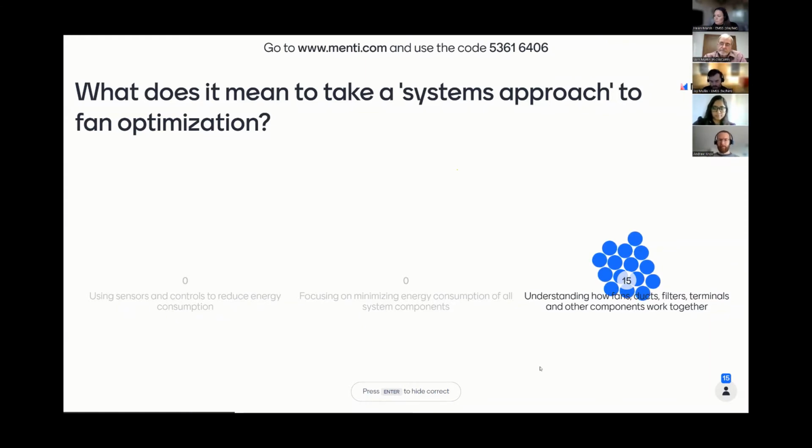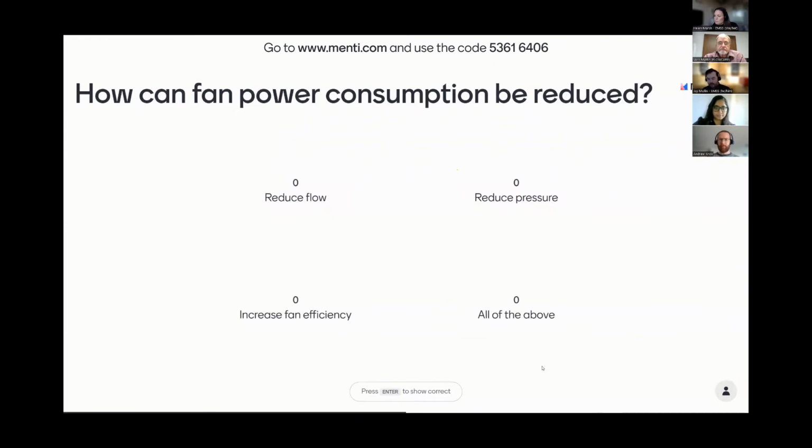So moving on to our next question, how can fan power consumption be reduced? Can you reduce the fan power consumption by reducing flow, reducing pressure, increasing fan efficiency, or all of the above? So if you read the pre-work on there, and as we're going through, if you didn't have a chance to read that pre-work, Helen will share the PDF in the meeting chat, and we'll also be sending it as part of the follow-up following the event.